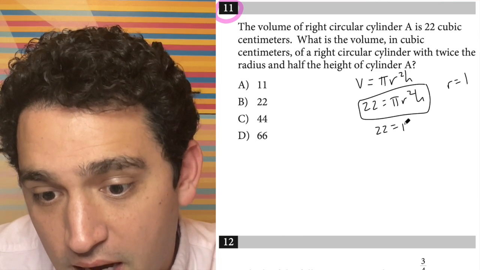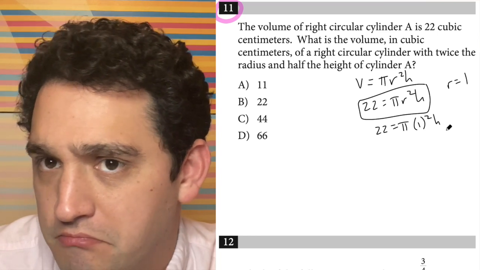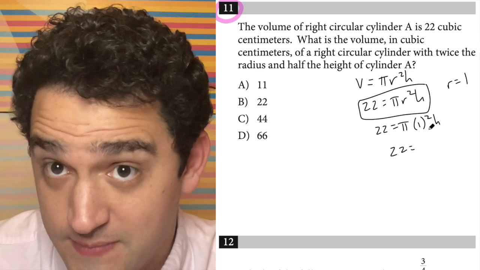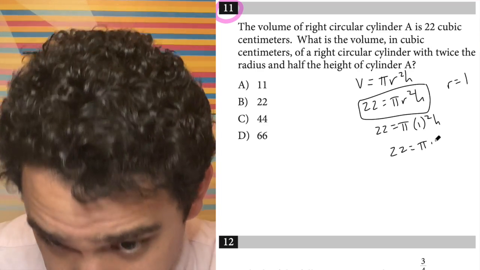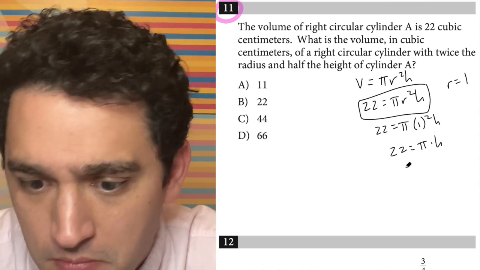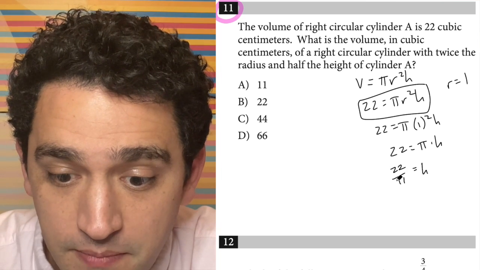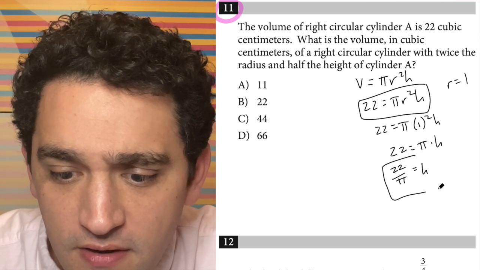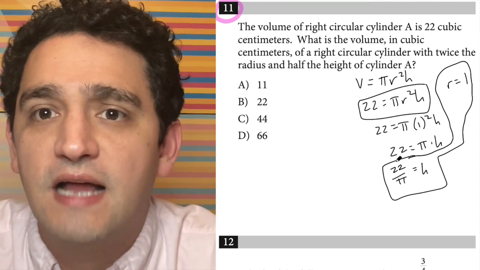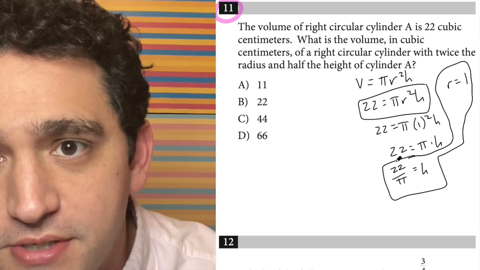22 equals pi 1 squared times h, which is pretty simple. We just then know that 22 equals pi times 1 times h, or pi times h. So if you want to solve for the height, it now becomes, well, divide both sides by pi. Height is 22 divided by pi. We now have our values for the radius and height for cylinder A. We made them up, but they check out.